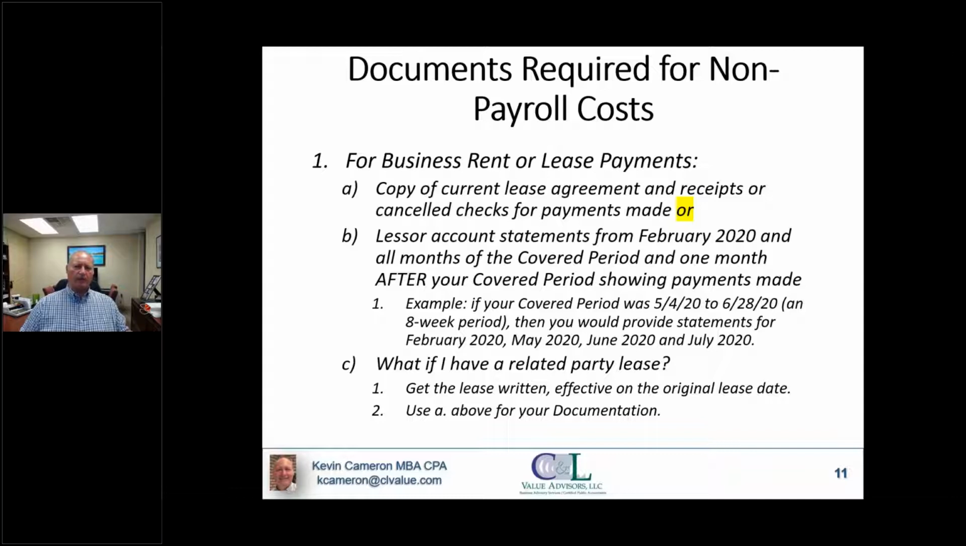There's been a lot of chatter and discussion as to whether or not self-rentals are included. Until we hear otherwise from the SBA, we are still advising people to include rental payments made to related parties, as long as they're made at arm's length. The rental payments need to be reasonable. They can't be too high or too low, particularly too high, of course.